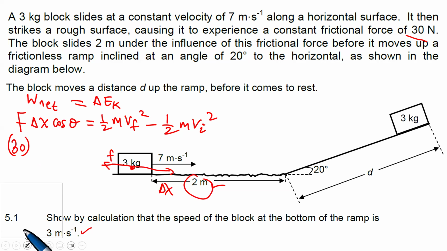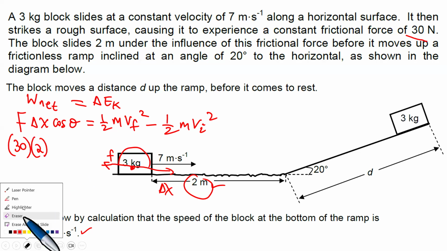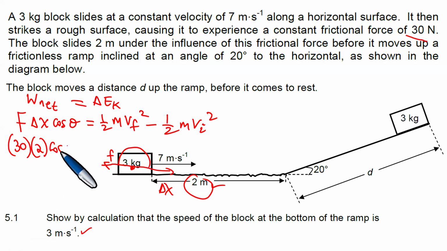Take a look at that. 30, 2 meters. The 2 meters is in the forward direction and the friction is in the opposite, and therefore the angle between them is actually 180 degrees. So that's what you're going to put here: cosine of 180 degrees.